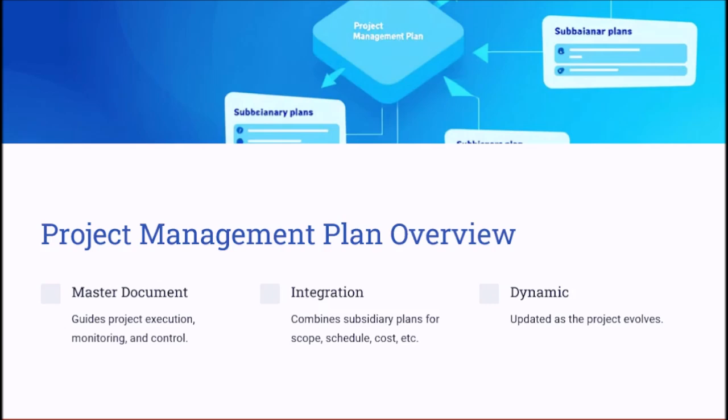The project management plan overview. The project management plan is a dynamic, integrated document that serves as a blueprint for all of the project activities. It consolidates all of the subsidiary plans for scope, schedule, cost, quality, risk, and other areas, ensuring alignment and consistency across all of the project. This plan evolves over time, incorporating approved changes and refinement to maintain relevance and accuracy.